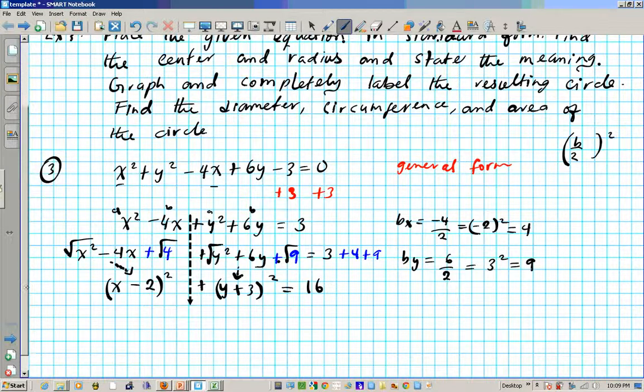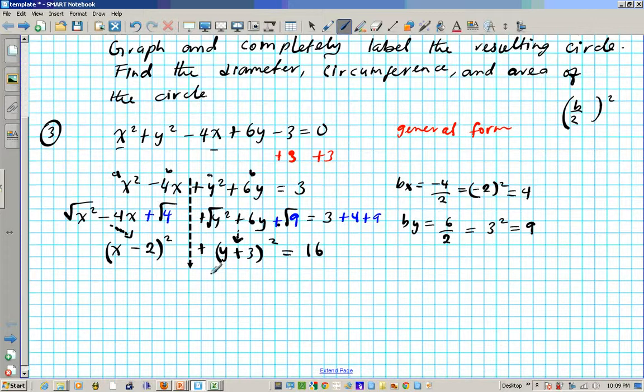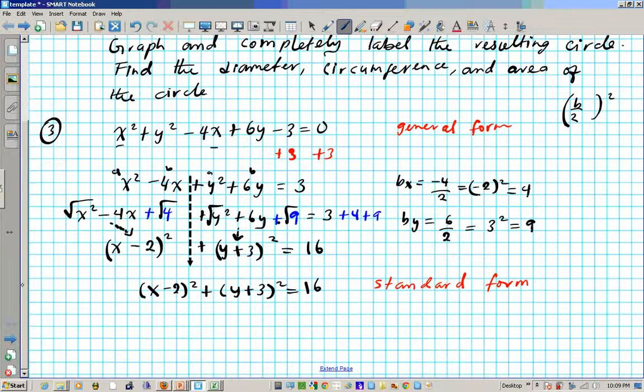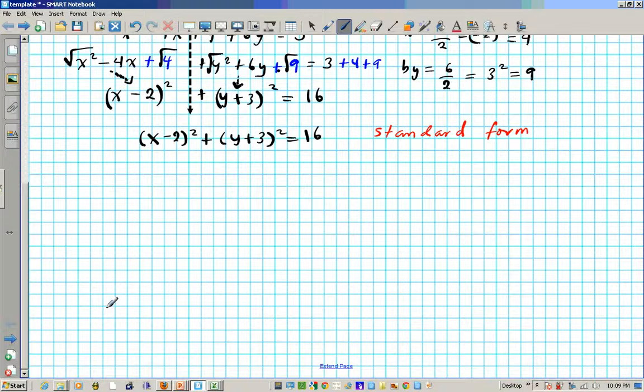So guess what? We have our equation in standard form. The standard form, let me just rewrite it, is x minus 2 squared plus y plus 3 squared equals 16. So this is the equation in standard form, okay? The standard form makes it easy for us to determine what the center and the radius are going to be. So let's go ahead and find out what they are.